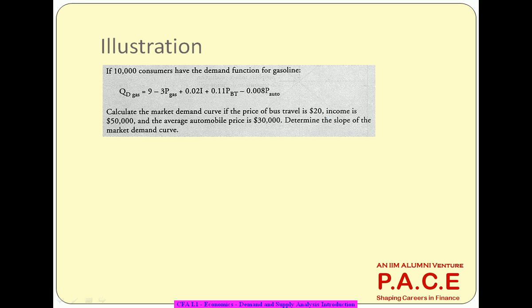Now, as a simple numerical, let's say there are 10,000 customers. This is the demand function for them. This is the demand for gasoline, how much quantity they want to consume. It is inversely proportional to the price. If the price increases by $1, the quantity comes down by 3 gallons, because of the -3.